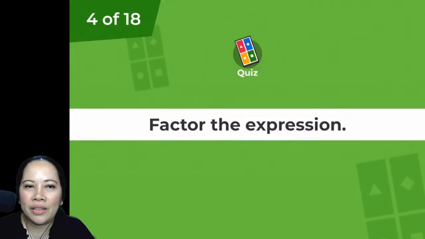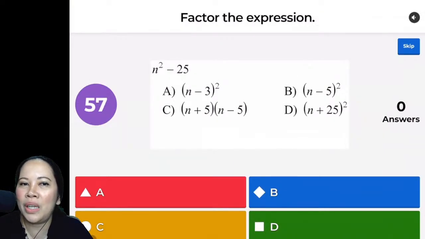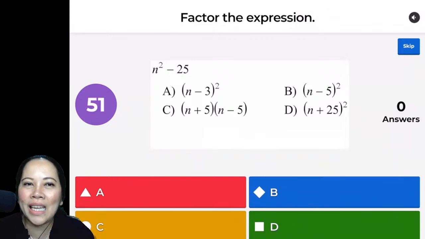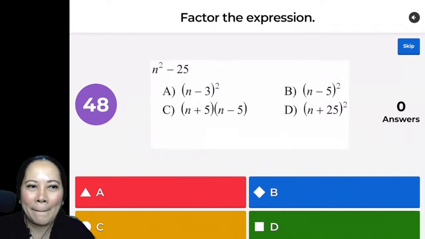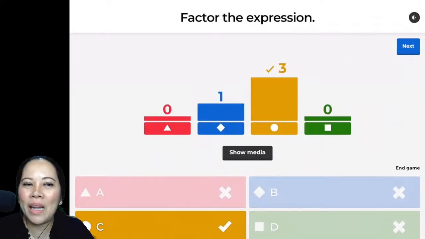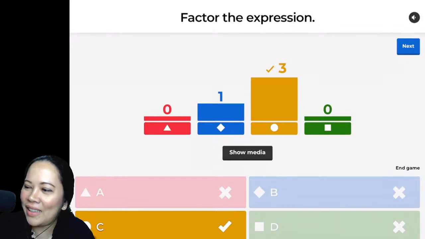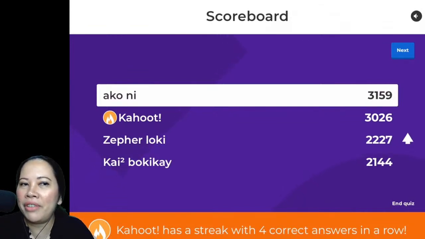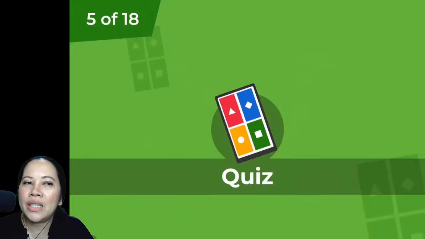Factor the expression. Now you factor the expression n squared minus 25. Is it A? Is it B? Is it C? Is it D? Yes, it is number 3, letter C. Okay, it is n plus 5, n minus 5. Remember, if it's difference of two squares, it's always plus and minus.